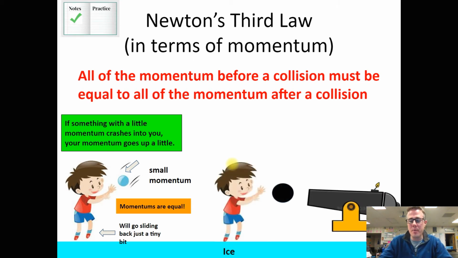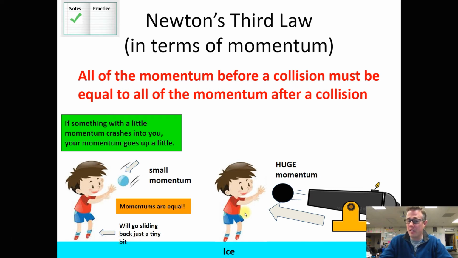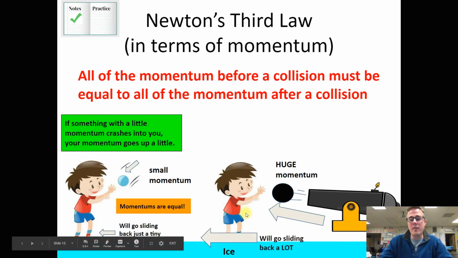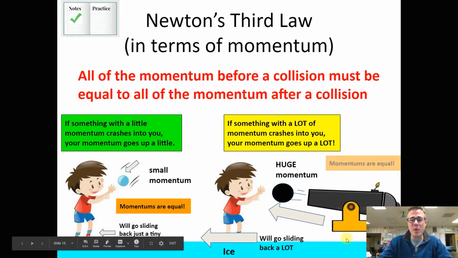Well, what if we instead shoot him with a cannon? There's a huge amount of momentum coming out of the cannon because the cannonball is really heavy and it's going really fast. So, a lot of momentum. The boy, again, is just standing still on some ice, so he has no momentum. Instead of just getting obliterated, let's imagine for a second that he could actually catch this thing. That means he's going to go sliding back a lot. He's going to take all the momentum with him. If something with a lot of momentum crashes into you, your momentum goes up a lot. But the point is that it's still going to be equal. None of the momentum was lost. It just transferred into the other object.